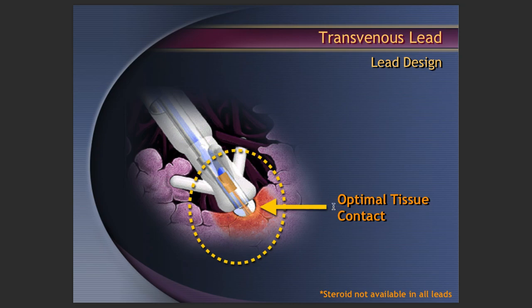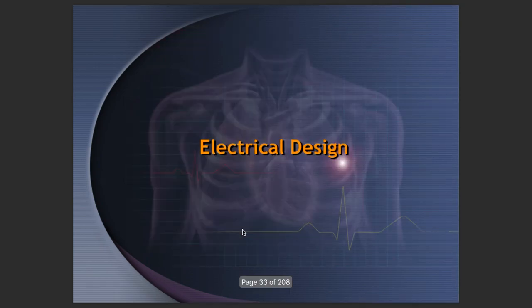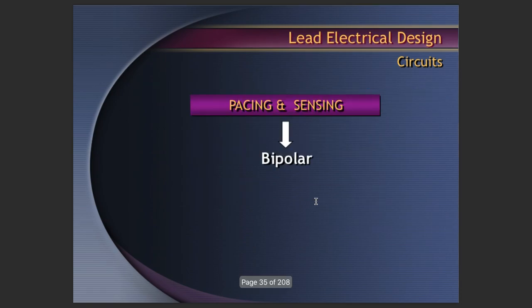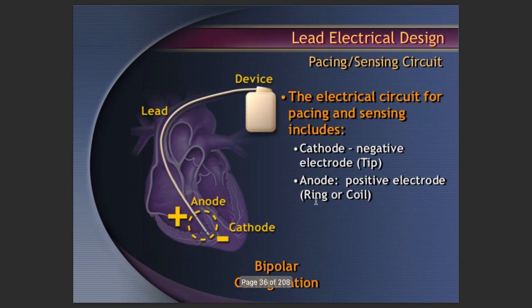So what is the ultimate reason? Whenever a lead is being designed, of course we are all interested in optimal tissue contact. Now coming to further details. These leads can actually have two types of circuit. One is for pacing and sensing, which is the typical function of the pacemaker, I would say, and the extra function, which is unique to the ICDs, okay, is shocking. The pacing and sensing definitely tends to happen in a bipolar fashion.